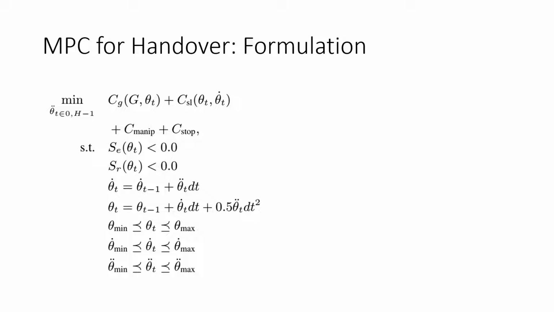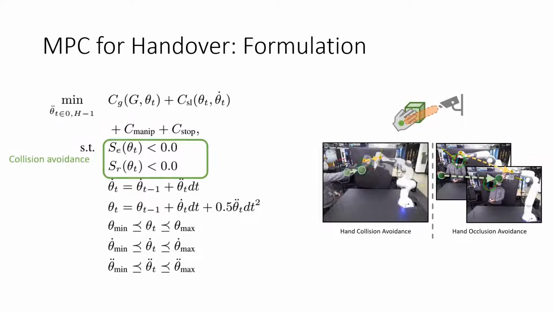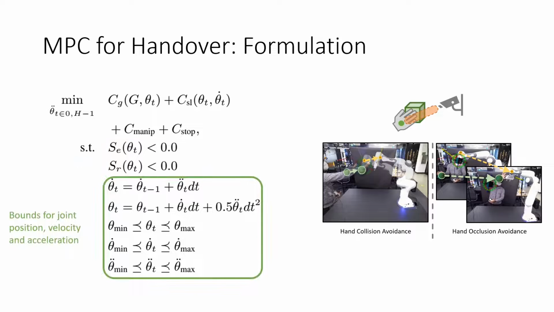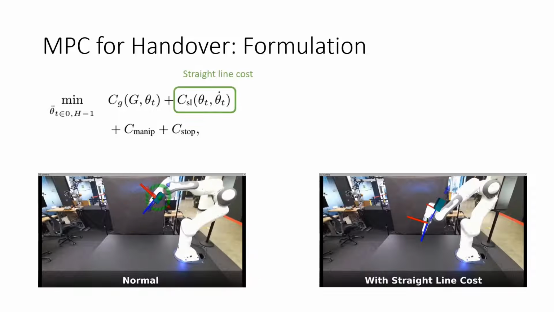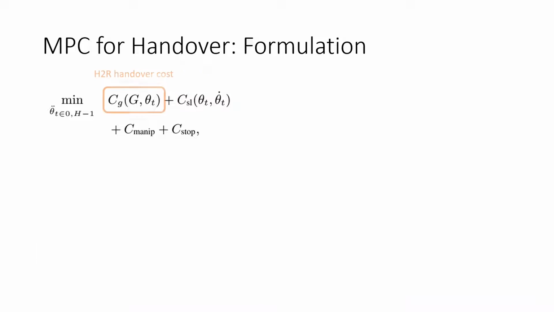We use MPC to optimize the joint acceleration by minimizing a cost function with a set of constraints, including the manipulability and the stop cost, the collision avoidance which avoids the robot colliding with a hand or occluding the hand from the camera, and the bounds for position, velocity, and acceleration. We use a straight line cost which encourages the gripper to move in a straight line towards the target gripper pose. We also have a handover cost which has 2 implementations.